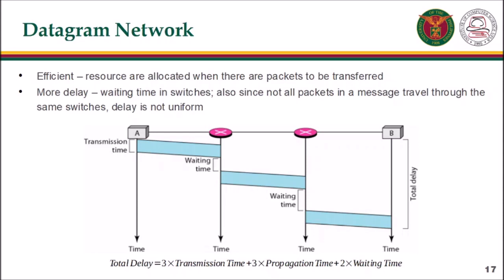The efficiency of a datagram network is better than that of a circuit switch network. Resources are allocated only when there are packets to be transferred. However, there may be greater delay in a datagram network than in a virtual circuit network. Although there are no setup and teardown phases, each packet may experience a wait at a switch before it is forwarded. In addition, since not all packets in a message necessarily travel to the same switches, the delay is not uniform for the packets of a message.